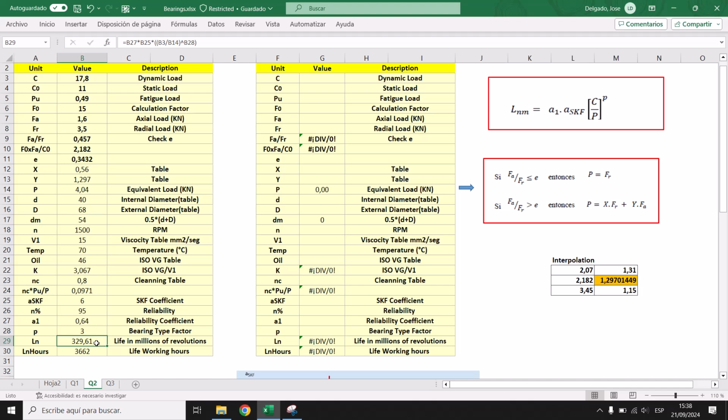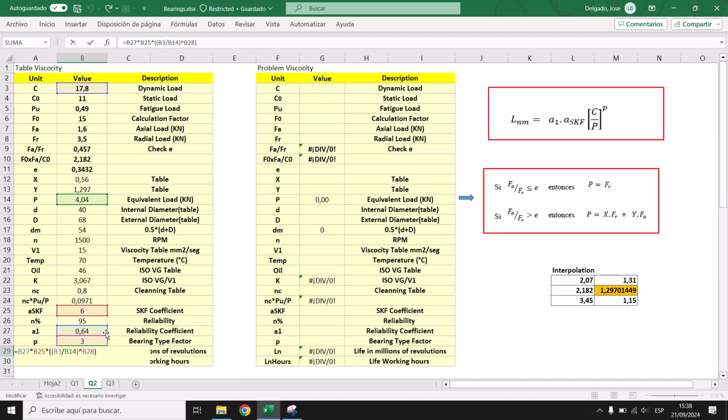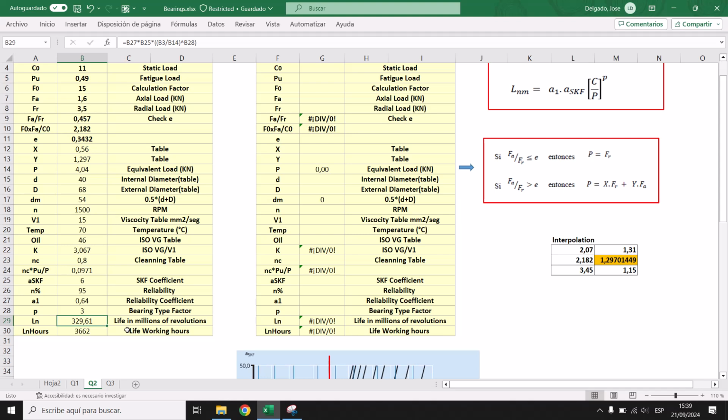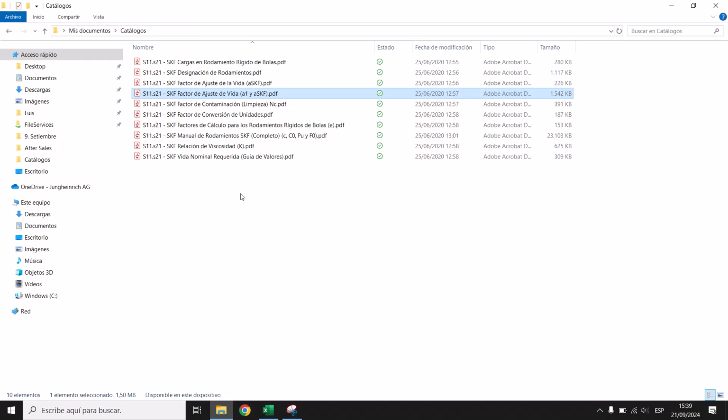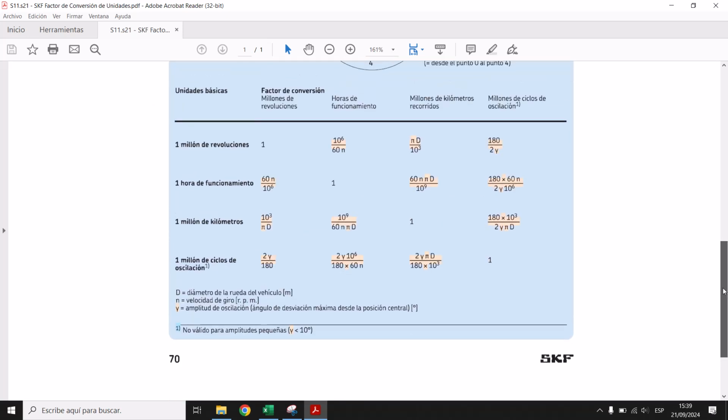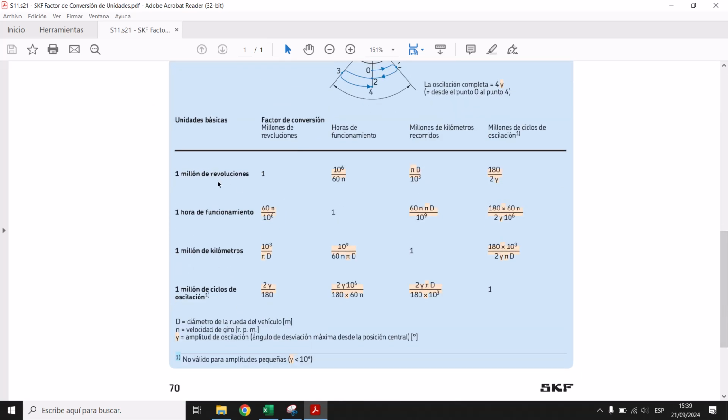So now we calculate the life in millions of revolutions with this equation. I'm going to put in the same values. As you can see, we have C, and now we have the equivalent load P, the bearing type factor, which is 3, the reliability coefficient 0.64 in the case of 95%, and our SKF value is 6. So now we have the life in millions of revolutions. If we want it in hours, you should do just like the last case, but in a different order. Let's check it. Now we have it in millions of revolutions, and we know it in hours. So it's just a difference.